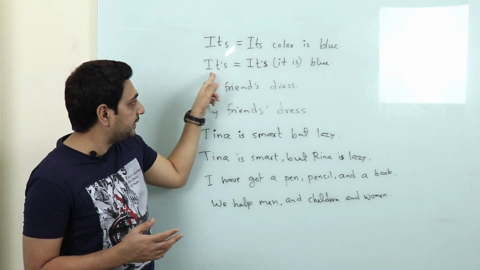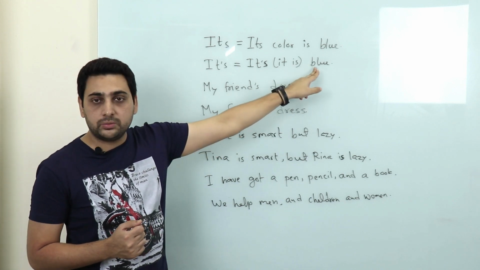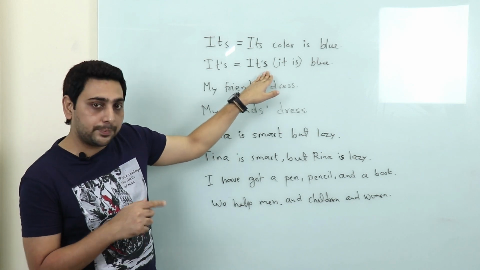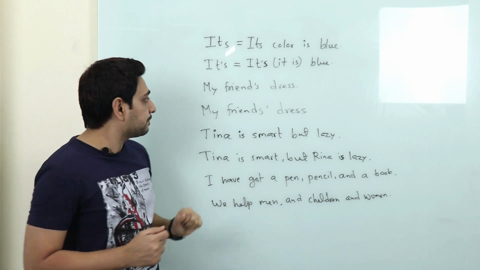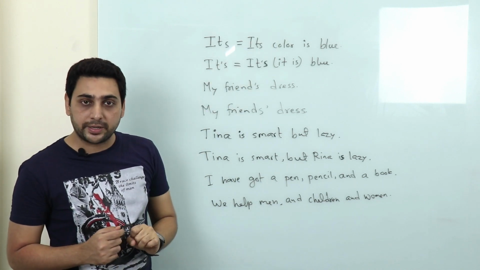And when you write this with an apostrophe, it will simply mean it is. So it's blue will mean it is blue. It is blue, right? So apostrophe S here stands for is. It is. That's why you make the contraction here. So you have to remember the usage this way.